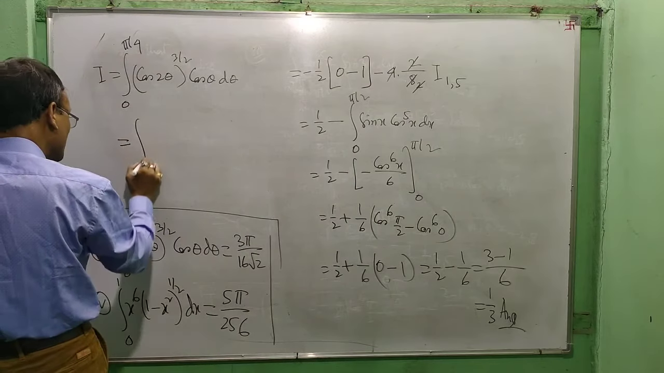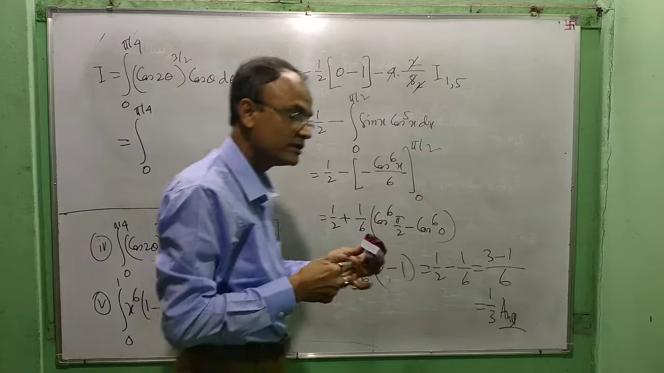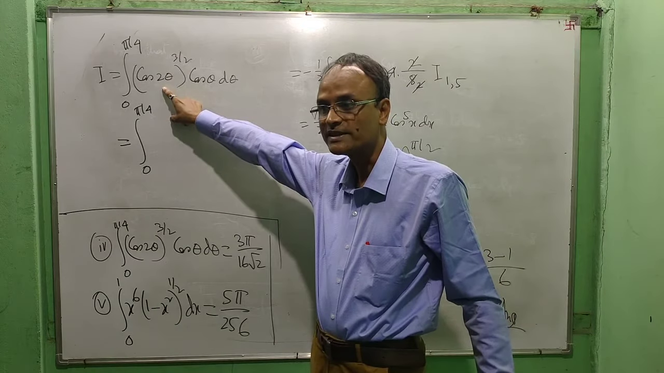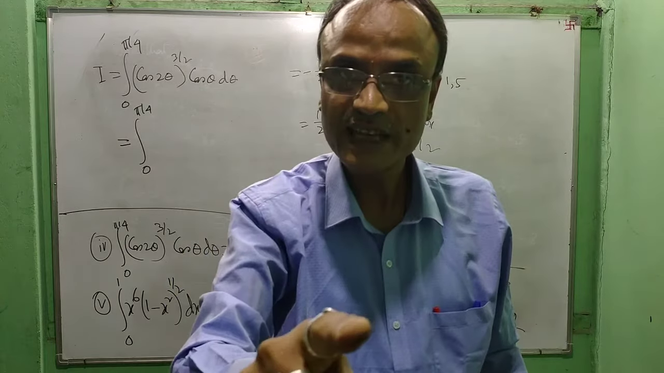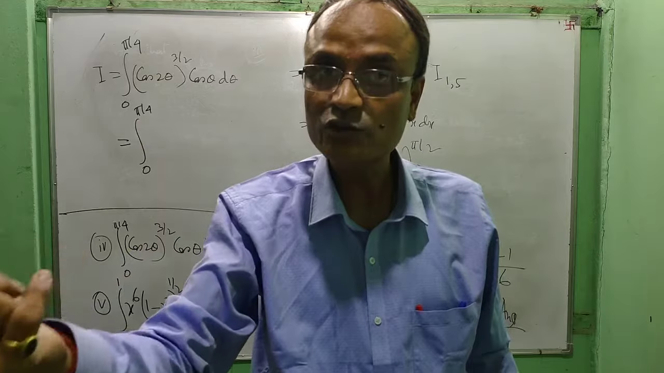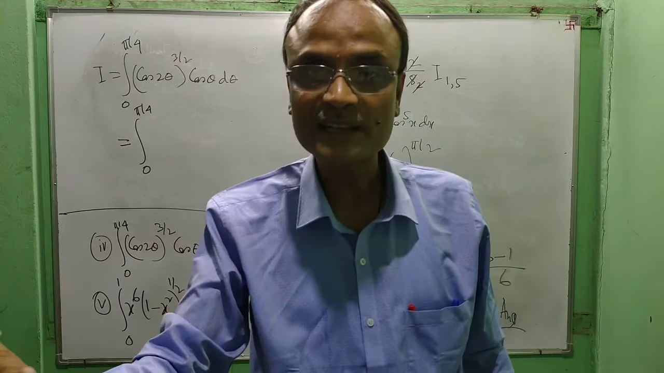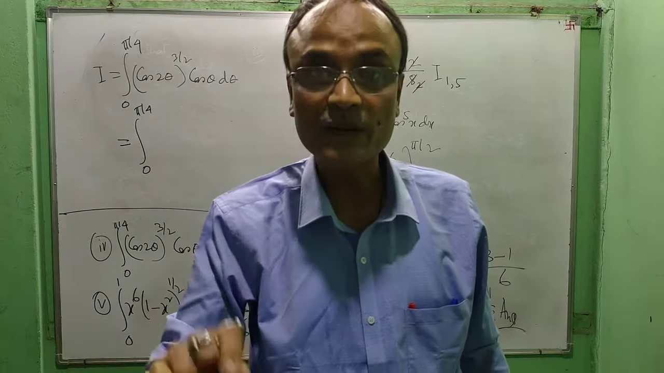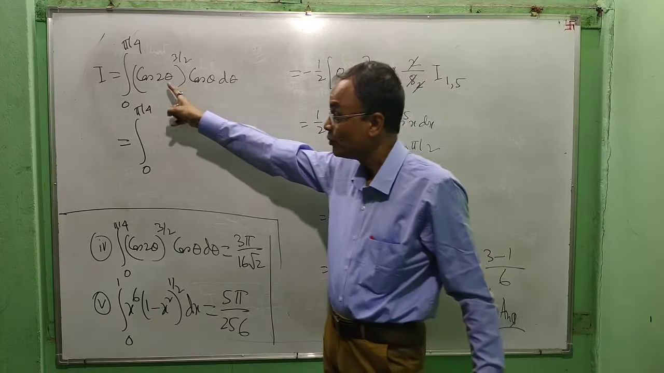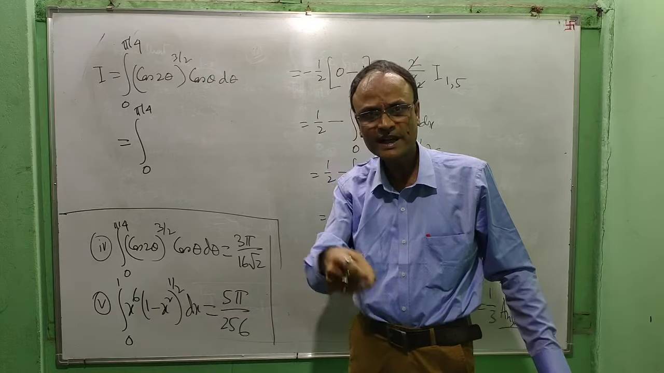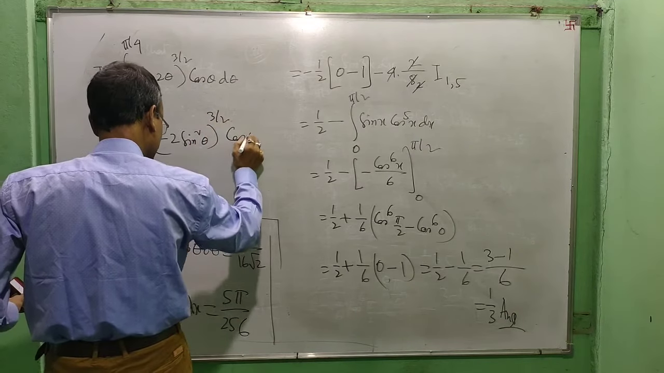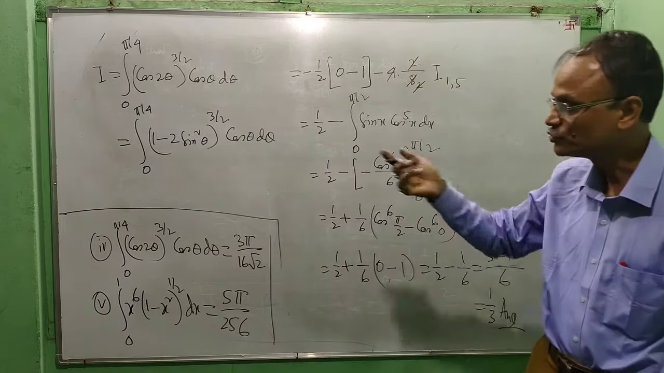You see here, this is equal to the integral from 0 to pi by 4. In the class 11 level, you got the formula of cos twice theta. What is cos twice theta? Number 1, cos square theta minus sin square theta. Number 2, 1 minus twice sin square theta. Number 3, twice cos square theta minus 1. Number 4, 1 minus tan square theta divided by 1 plus tan square theta. You see here, it is cos theta d theta. For cos twice theta, you should put 1 minus twice sin square theta. You should put this one.